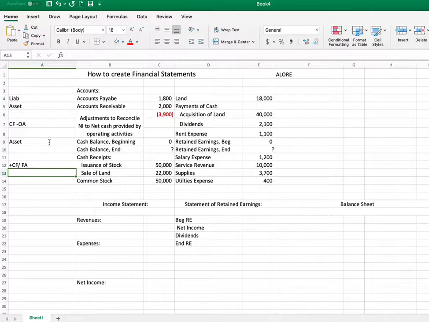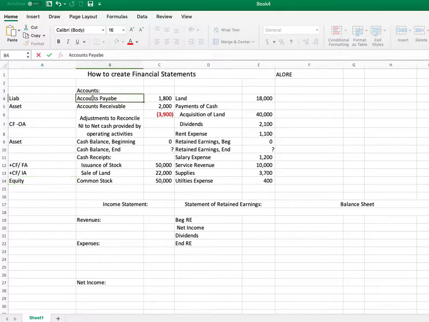Sale of land means we got money, so that's also going to be a positive cash flow. And when we sell land, land is a long-term asset, and long-term assets are investing activities. Common stock is an equity account.